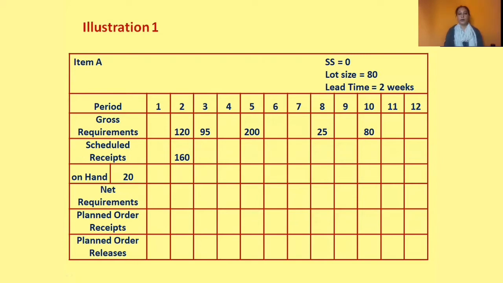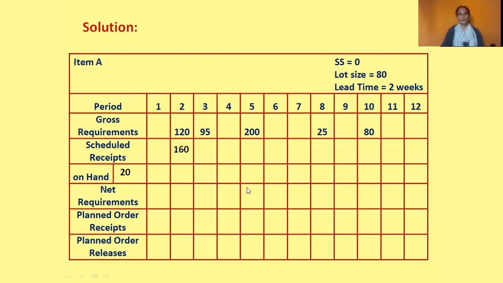On-hand inventory for item A is 20 units. Remaining cells are vacant, that is for net requirements, planned order receipts and the planned order releases. So according to this particular information, we have to complete these remaining cells. For that we are moving to the solution slide. Here I have copied down the same proforma. Now we have to complete these vacant cells here.